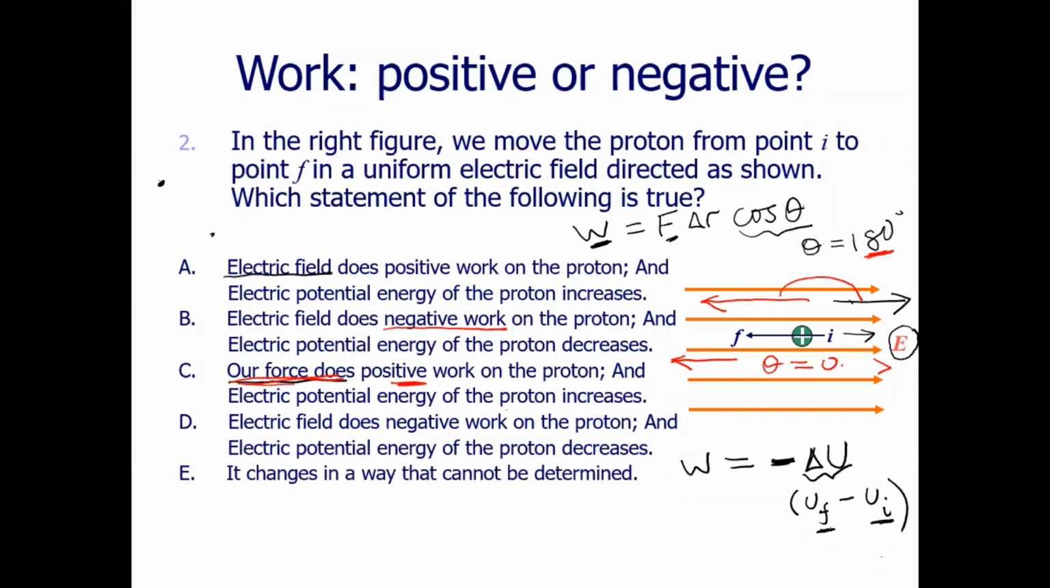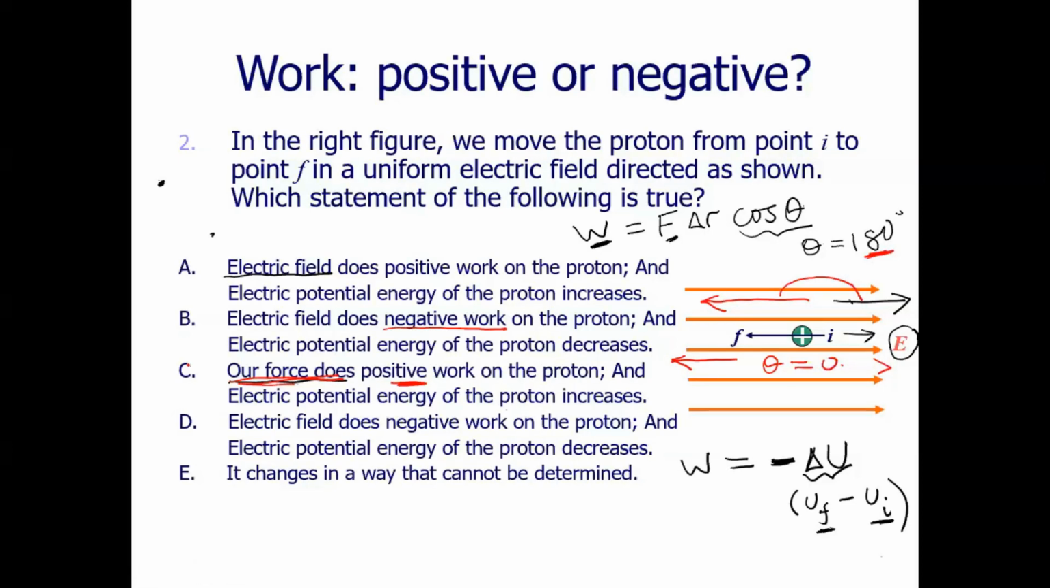We are going to see at a later point that whenever you have a positive charge moving in the opposite direction to that of the electric field, then the potential energy will always increase. When the positive charge moves in the same direction as the electric field, then the potential energy reduces. So the correct answer here is C.